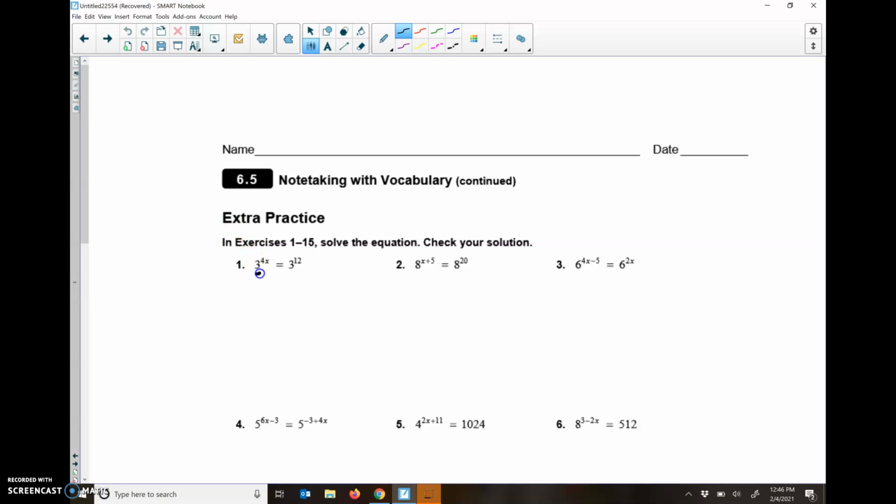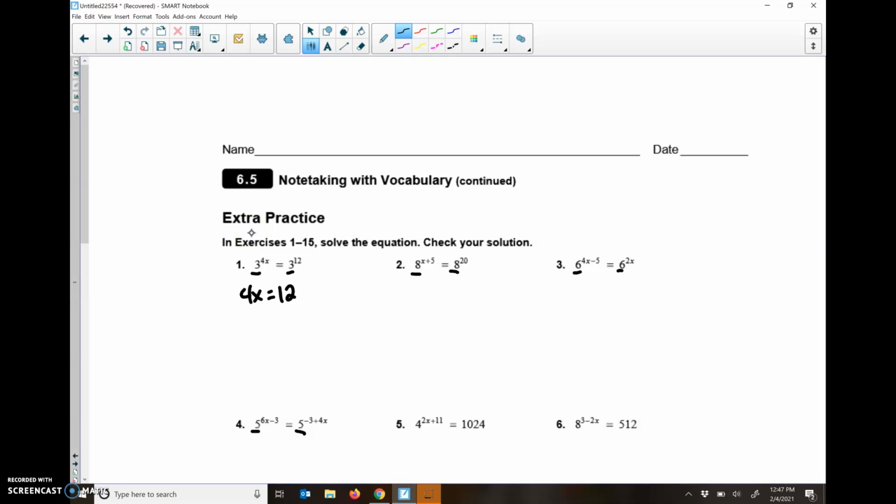And if you look at questions 1, 2, 3, and 4, these are going to be the easier ones of the bunch because the bases are the same. 3 and 3, 8 and 8, 6 and 6, 5 and 5. They all have the same base. So really, we're just looking at the exponent. So our exponents for that one are 4x and 12. And we're going to make them equivalent. We're going to make them the same.